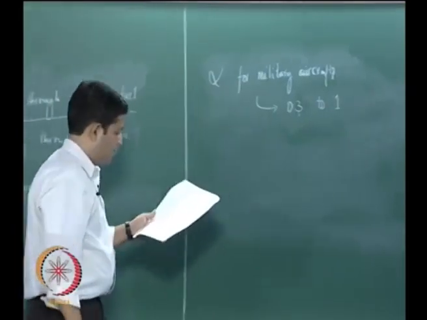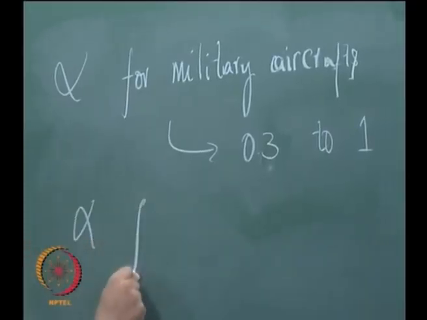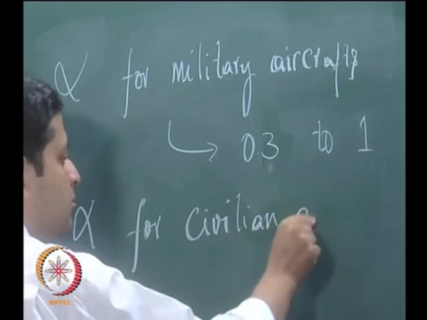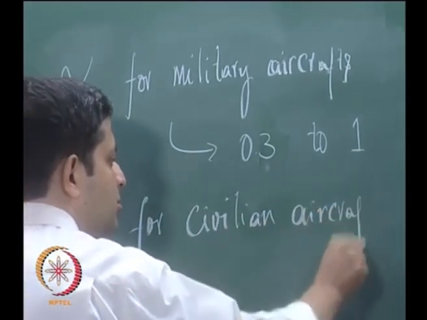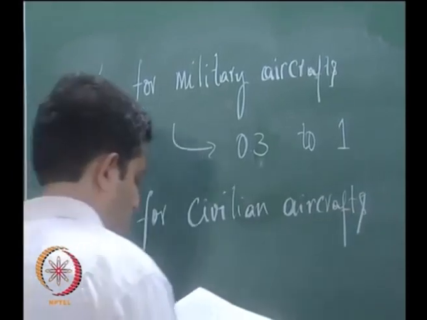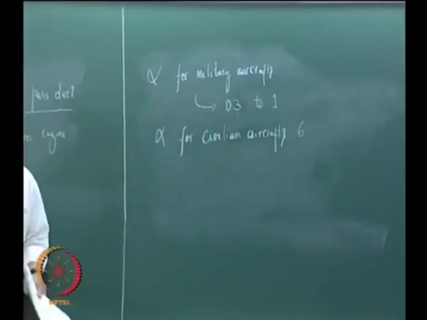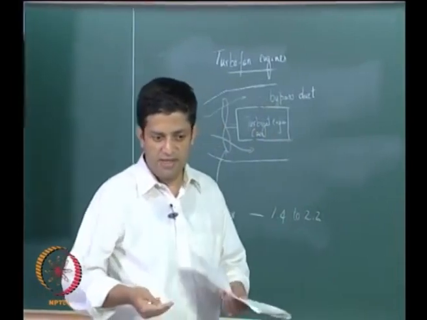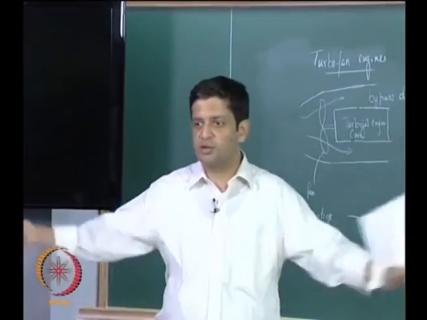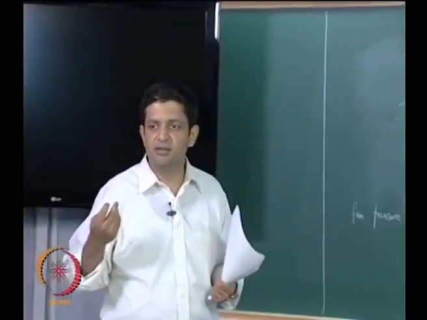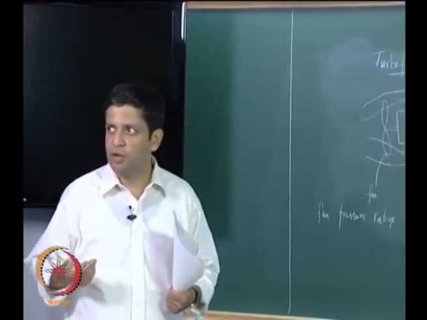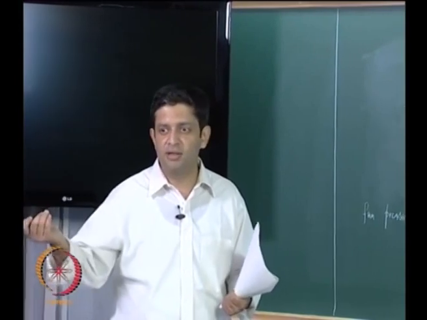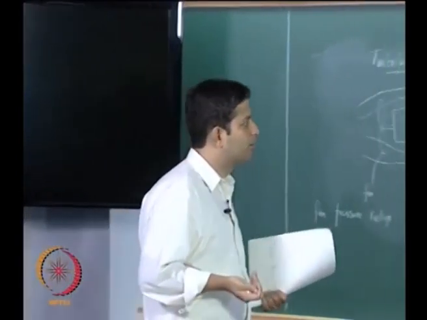You can use a large alpha here because the engines are no longer fitted onto the body, it is outside, and the typical Mach numbers that some of these civilian transport aircrafts look at is around 0.8 to 0.85. They are not very high Mach numbers, they do not go beyond the speed of sound, okay. So therefore you can look at a large value of alpha. In fact GE uses even larger value of alpha. GE engines go for typically, GE90 engine has an alpha of around 9, which is very large.